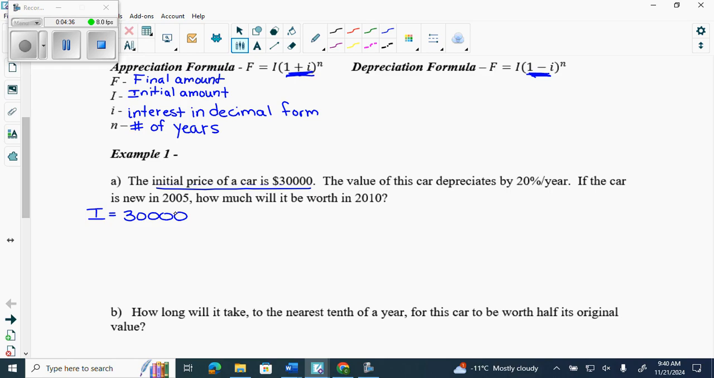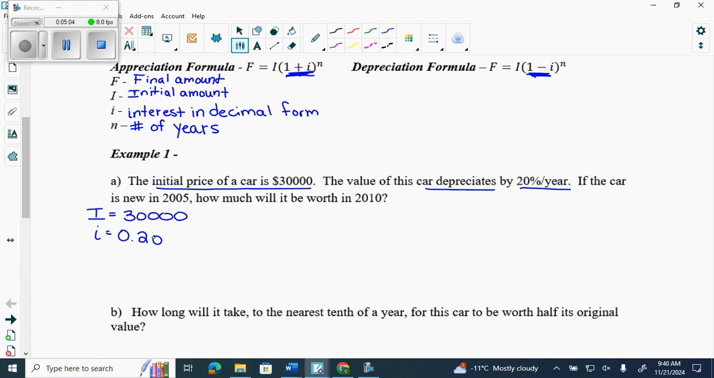All right. The value of the car depreciates. So what does the depreciates tell us we have to do? We have to minus. And it depreciates by 20% per year. This is why n has to be in years, because your percent is in years. You know what I'm saying? So little i, lowercase i, would be 0.20.